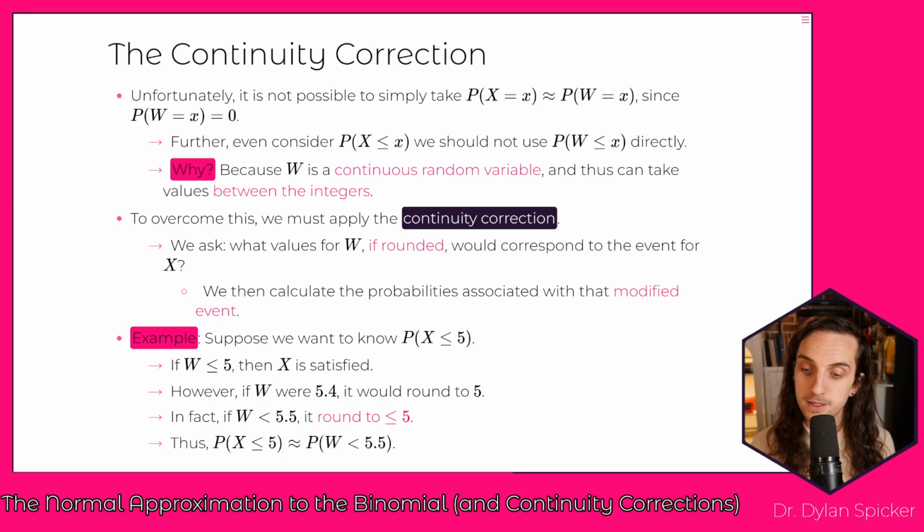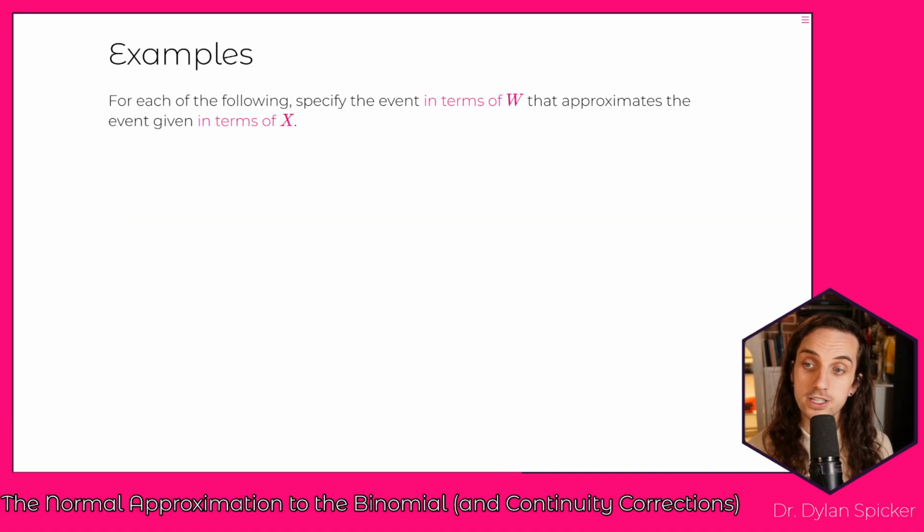And so then ultimately what we're saying is that the probability that X is less than or equal to 5 is approximately the same as the probability that W is less than 5.5. And so instead of calculating W less than 5.5 or W less than 5, we instead calculate W less than or equal to 5.5. All right, and so this is the type of logic that we're applying for the continuity correction. And so then for each of the following, specify in terms of W an event that approximates the event given in terms of X.